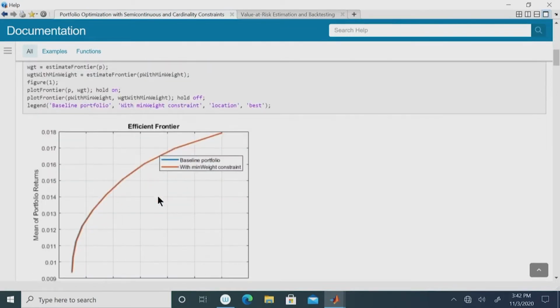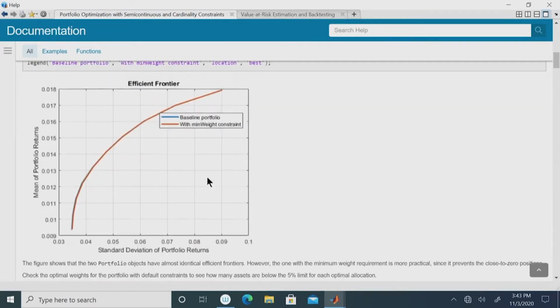So, if we look at the efficient frontier, you will observe very carefully that the baseline portfolio and the minimum weight constraint portfolio are almost identical to each other, except at this part where the blue line for the baseline portfolio is slightly above the minimum weight constraint portfolio.